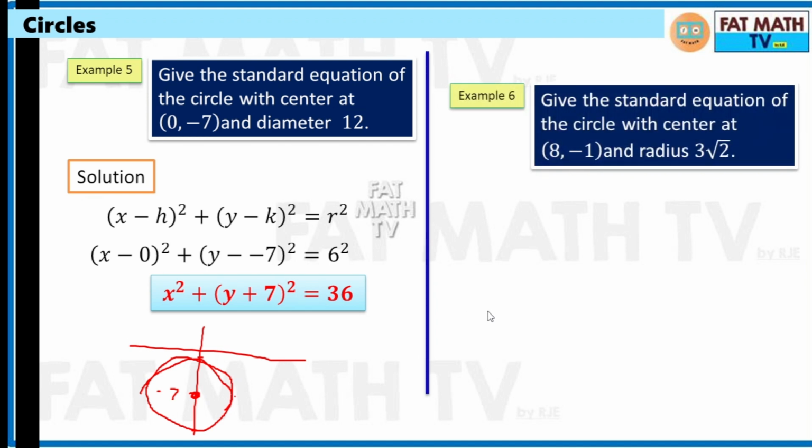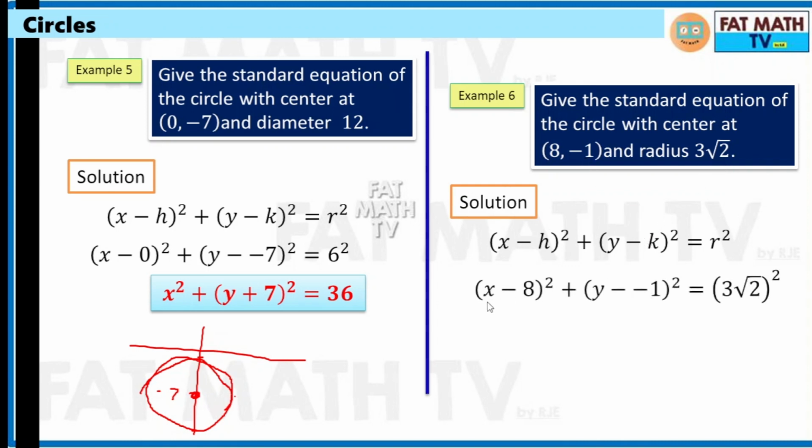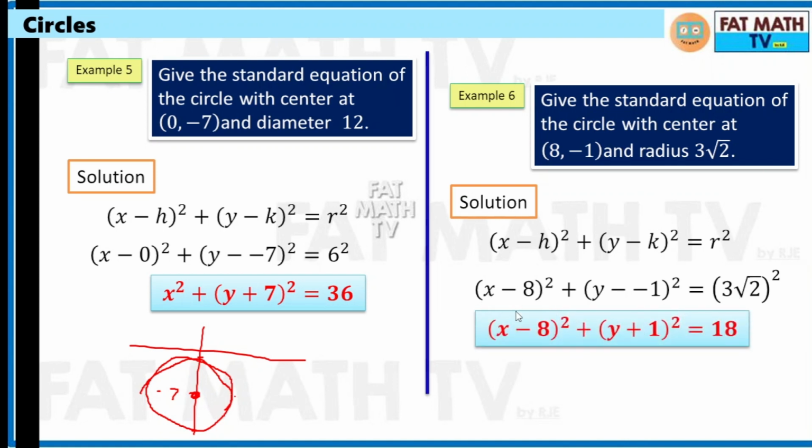Example number 6. Give the standard equation of the circle with center at (8, -1) and radius 3√2. So same equation, (x - h)² + (y - k)² = r². Replace h with 8, replace k with -1, and replace r with 3√2. So you will have (x - 8)² + (y - (-1))² = (3√2)². For this one, just copy. y minus negative 1 can be y + 1.